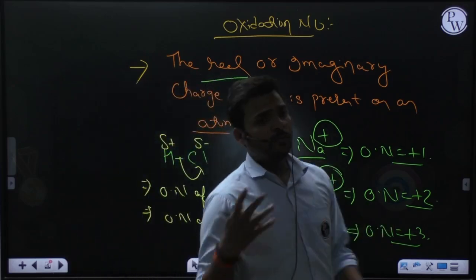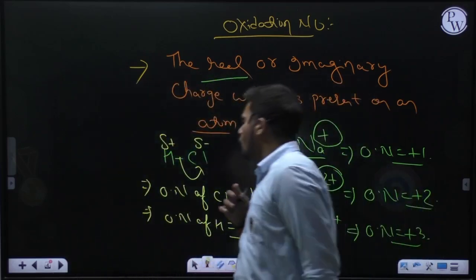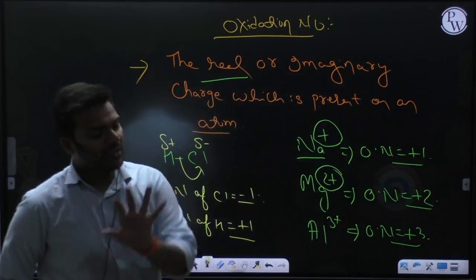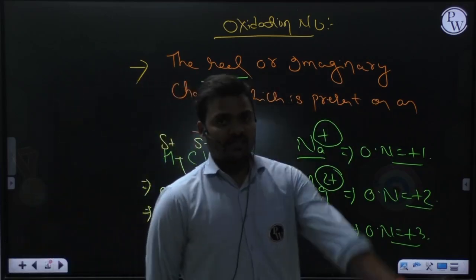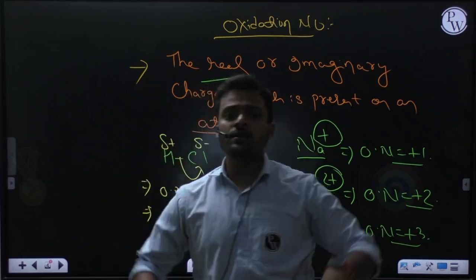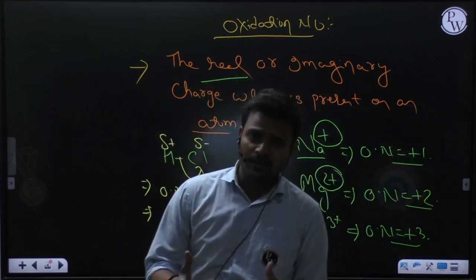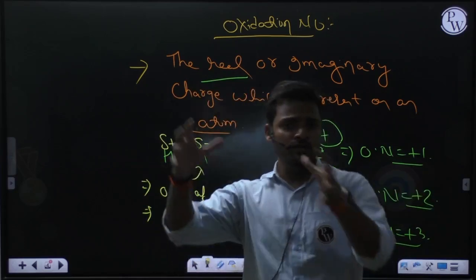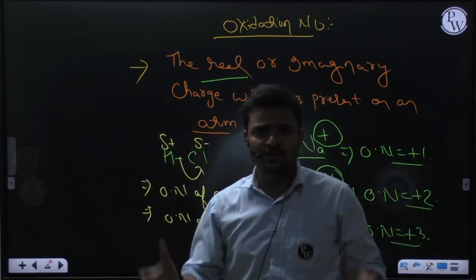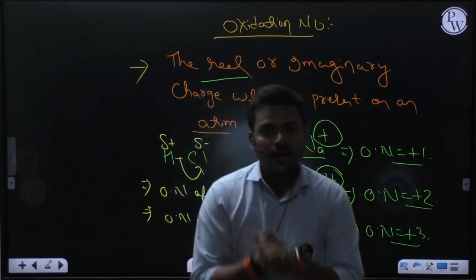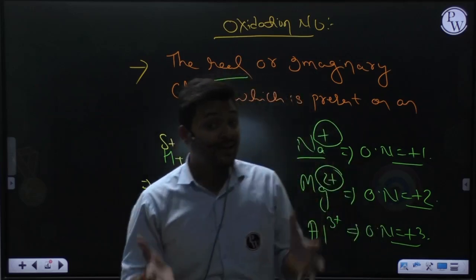I hope you got the point I'm trying to make about what oxidation number is, right? So oxidation number is quite simple. It's the real or imaginary charge present on a given atom, and that particular charge on the atom is what we call your oxidation number, right? I hope you got the point I'm trying to make.